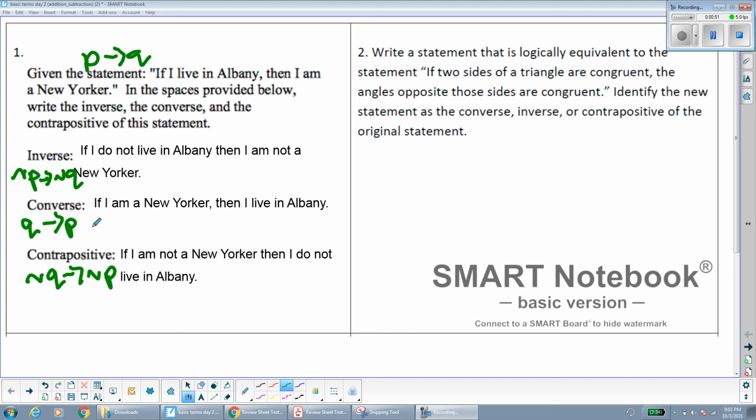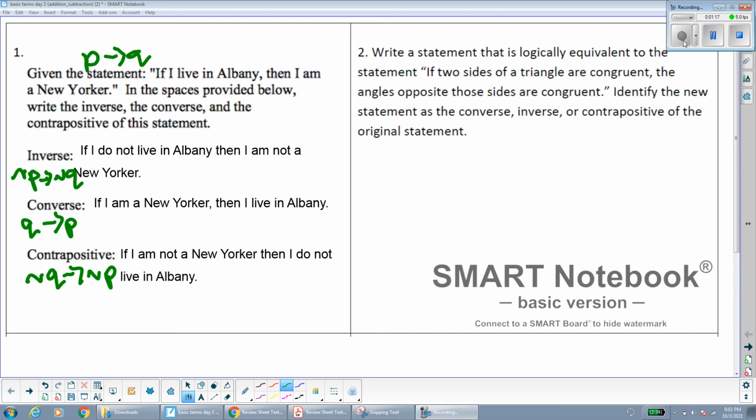Remember, to get the converse of the original conditional, all you have to do is switch the order of the hypothesis and the conclusion. And finally, the contrapositive, which you can think of as a combination of the inverse and the converse. If I am not a New Yorker, then I do not live in Albany. Once again, switch the order and negate both the hypothesis and the conclusion.